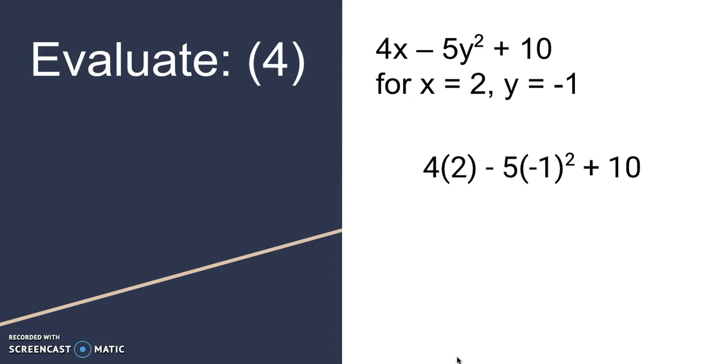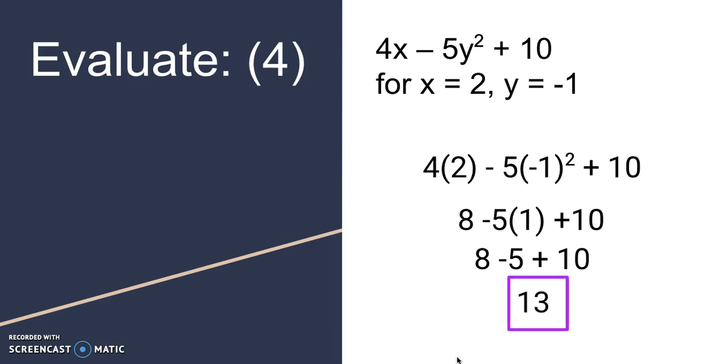We know x equals 2, so I have 4 times 2. I know that y equals -1, so I have -5 times -1 squared. I take away my squared, so -1 times -1 is a +1. Okay, I did my math. 4 times 2 is 8. -5 times 1 is a -5, and then I just do my math from left to right. 8 minus 5 is 3, plus 10, 13. I have evaluated this problem. It is not solving. It could be simplifying, but what it is, is evaluating, because you already know your pieces.